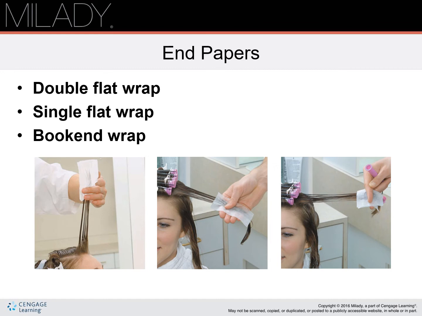Then you have a single flat wrap. The single flat wrap uses one end paper placed over the top of the strand of the hair that is being wrapped. You see that in the middle picture of this slide.